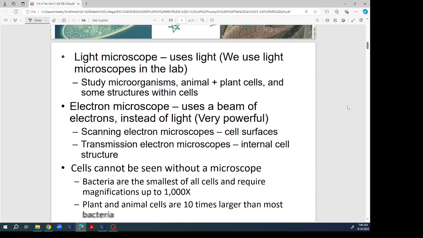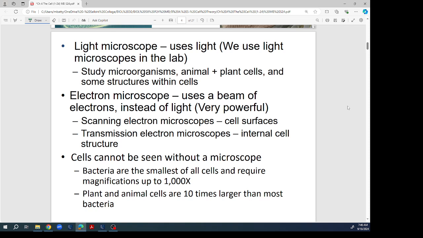Light microscopes, like they sound, use light, and that's what we use in the lab. They're useful for studying animal and plant cells and some structures within the cells, but not all. So you'll be able to see some things like the nucleus.